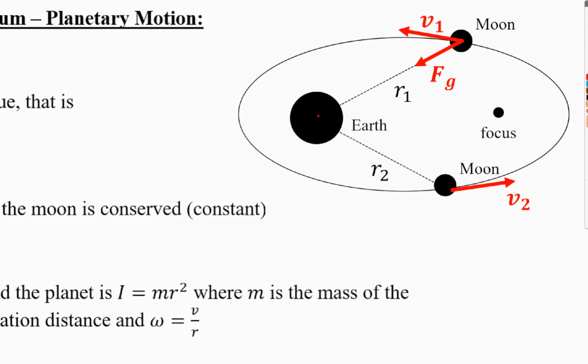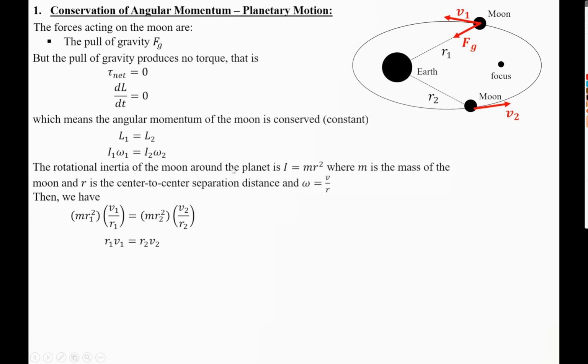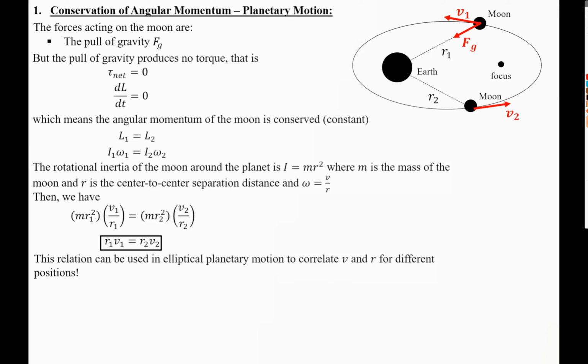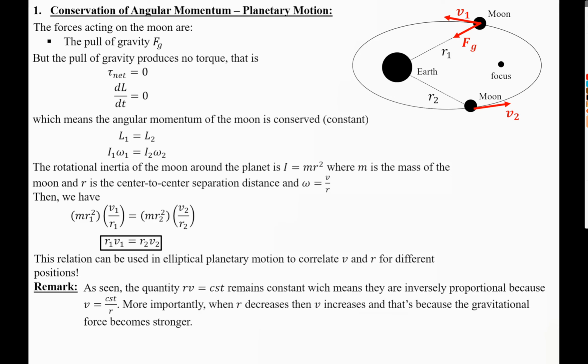R1 would be the separation distance from this point to this point, as well as R2 from this point to that point, which means that R1 multiplied by V1 is equal to R2 multiplied by V2. This relation can be used in elliptical planetary motion to correlate V and R for different positions.